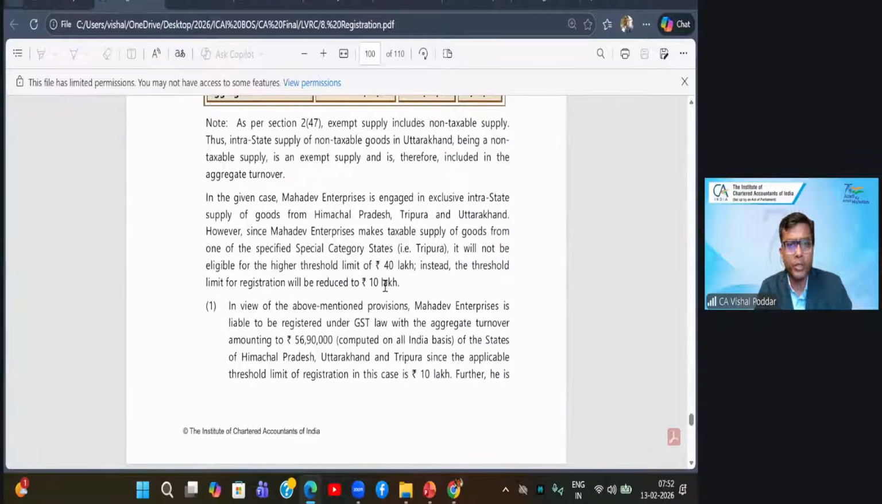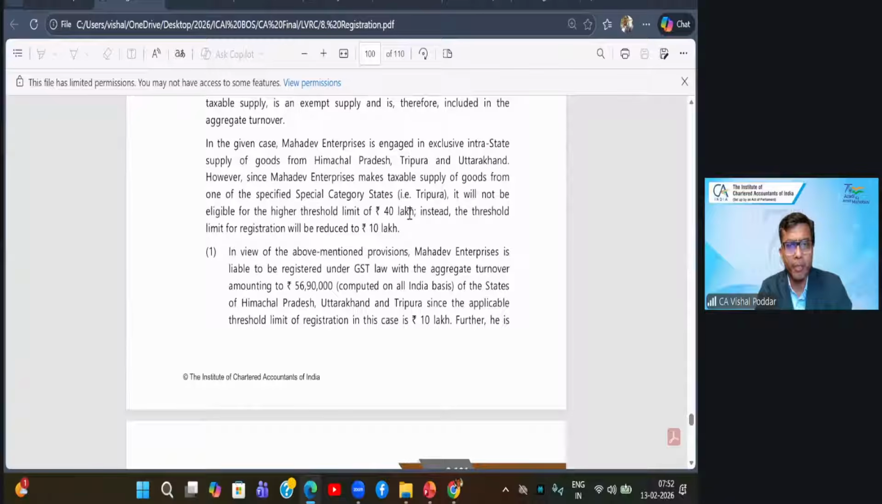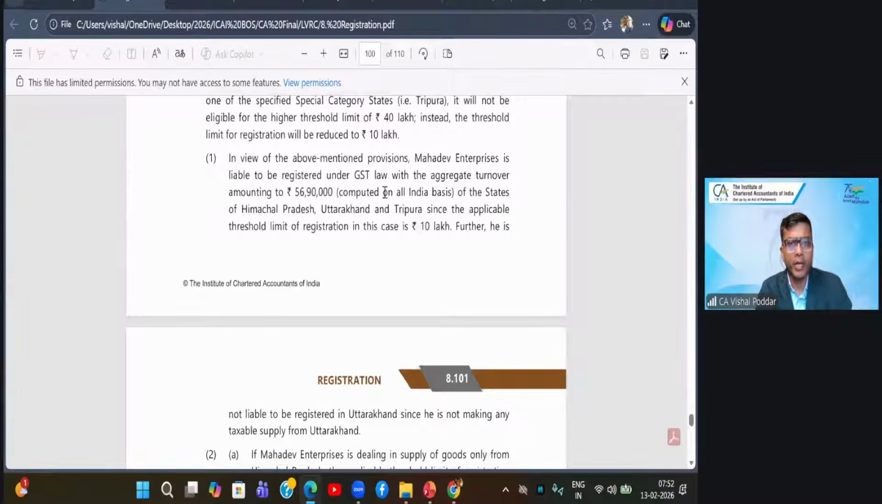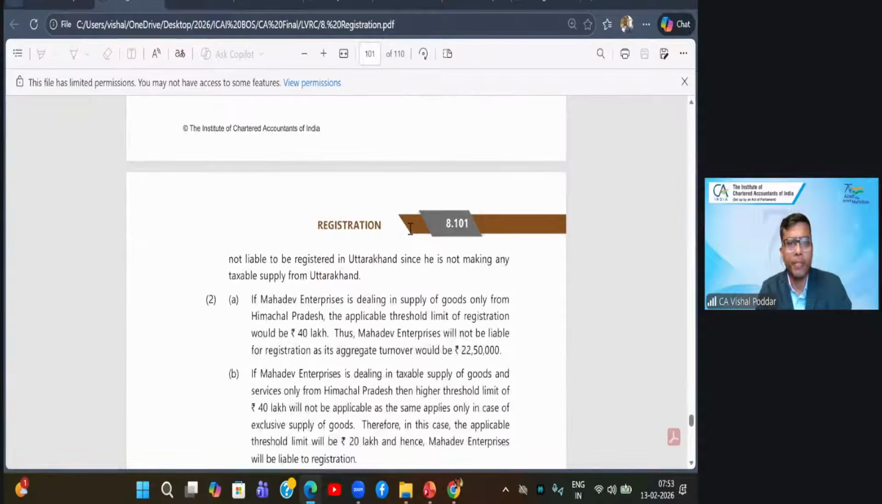So your limit for registration is now reduced to 10 lakhs, correct? So in the first part, we discussed the same, that because one of the states is Tripura, now you cannot check 40 lakhs, you have to check 10 lakhs. Now what is your aggregate turnover, which is computed on all India basis? All 3 turnovers combined is 5690, which is exceeding 10. So he is required to take registration. However, since from Uttarakhand there is no taxable supply, he is excluded from taking registration. So our part 1 answer is matching, correct?